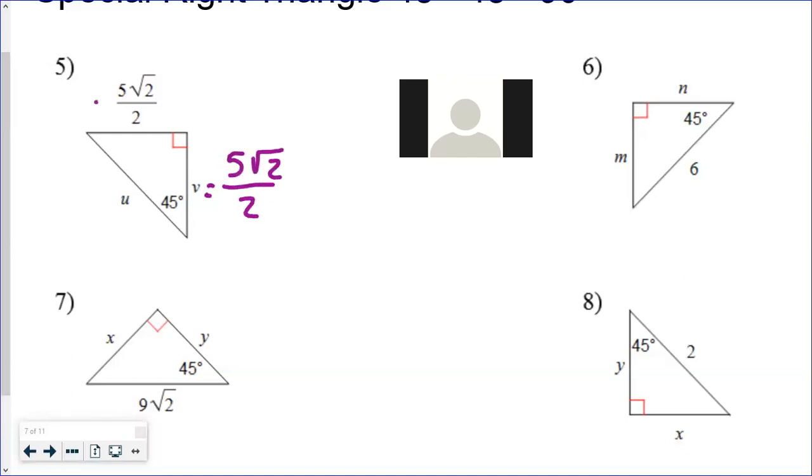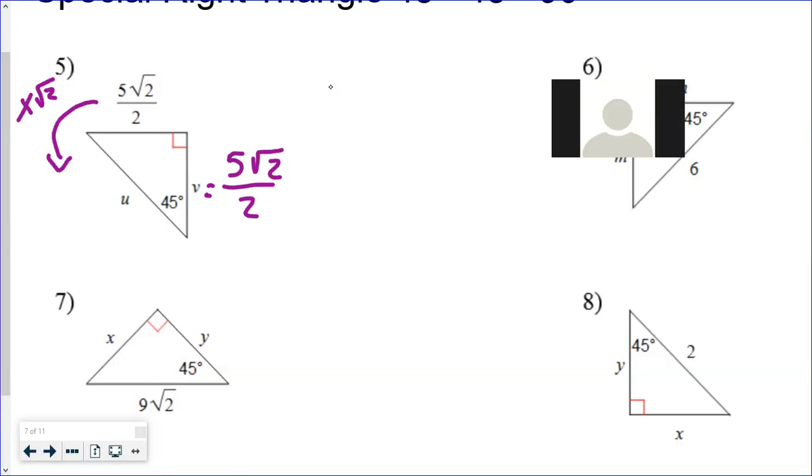How do we get from the leg to the hypotenuse? What do we have to do, Rayleigh? You would multiply it by what? By square root of 2. Yeah, perfect. Okay. So now that takes some work, so let's actually just do that over here. I'm going to do 5 square roots of 2 over 2, but we're going to multiply the numerator by the square root of 2.